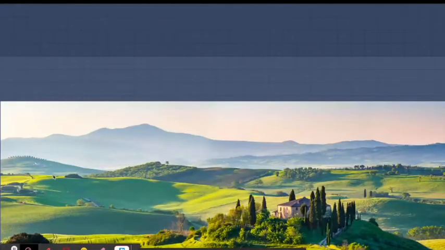All right, here's kind of just a landscape picture of Italy. So you have these really big mountains, and then you also have these smaller hills.